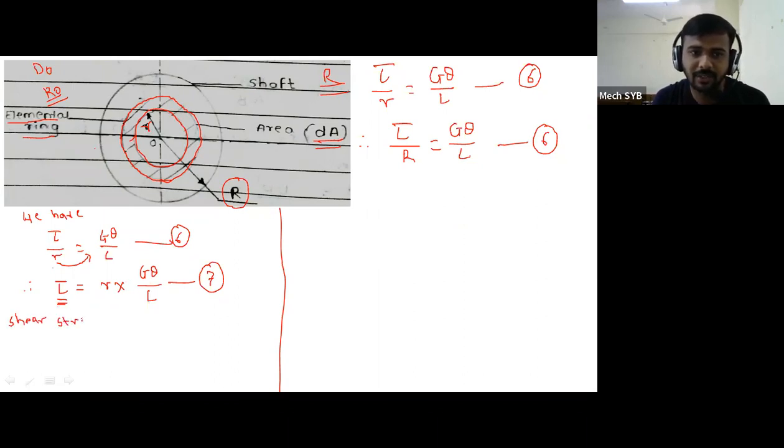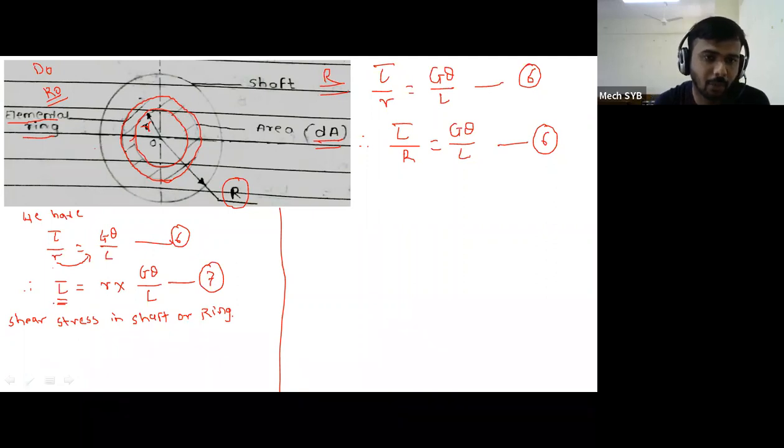Therefore tau is equal to r, or small r, into G theta divided by L, and this tau value represents shear stress in the shaft or ring. This tau value represents the shear stress of the shaft, or the shear stress induced in the ring. Why? Because the ring is one of the parts of this particular shaft.